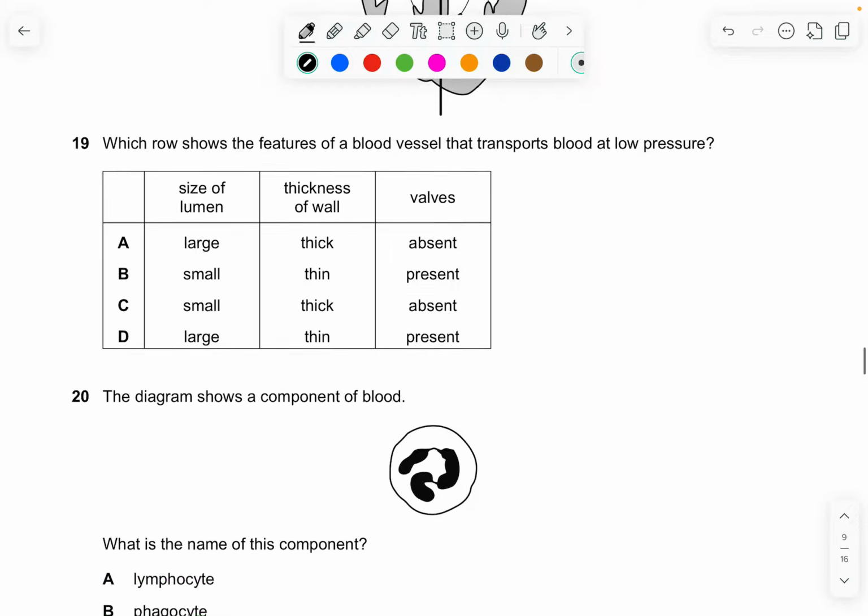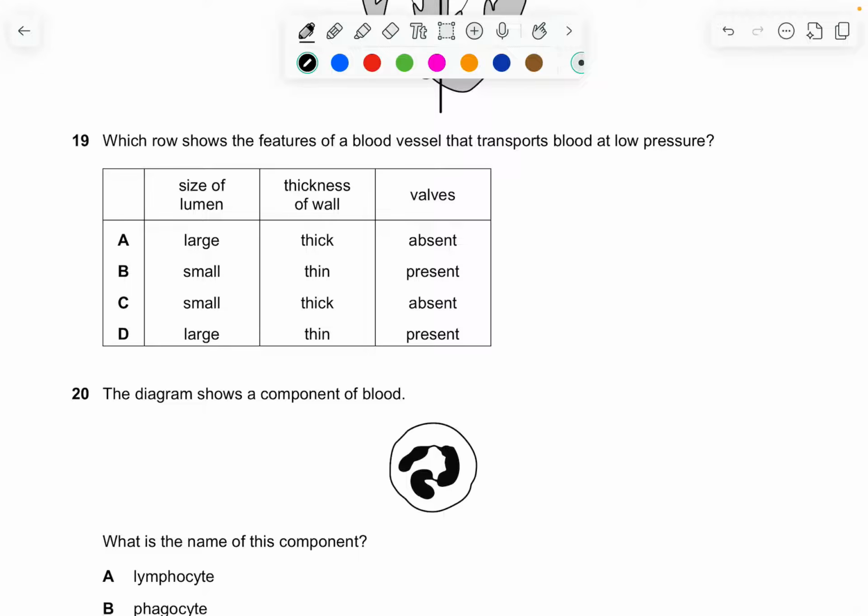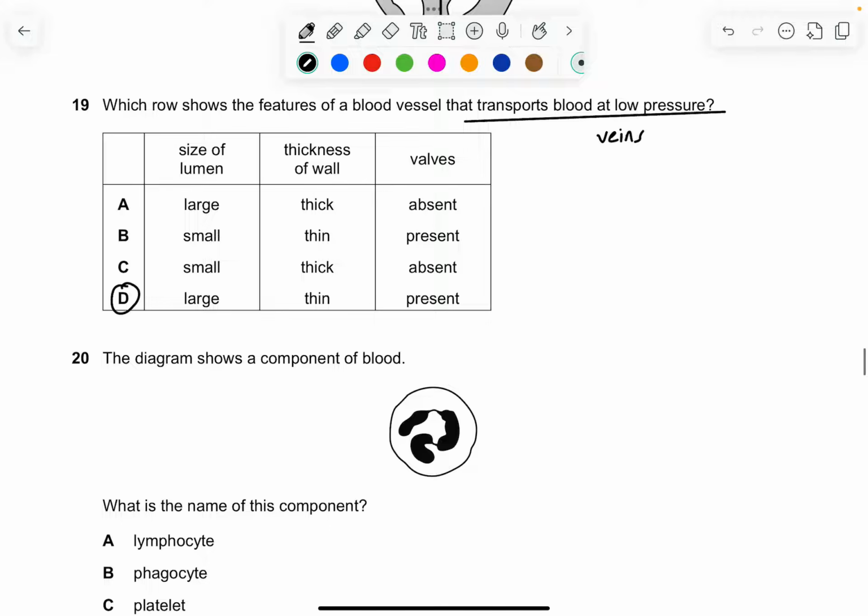Question 19. Which row shows the features of a blood vessel that transports blood at low pressure? Low pressure, so obviously it is veins. Okay, so let's look deeper. In veins, what can you remember? They have a very large lumen, thin walls, and they have valves. So the answer is D. If you know all your options and understand the characteristics well, this will become very simple.